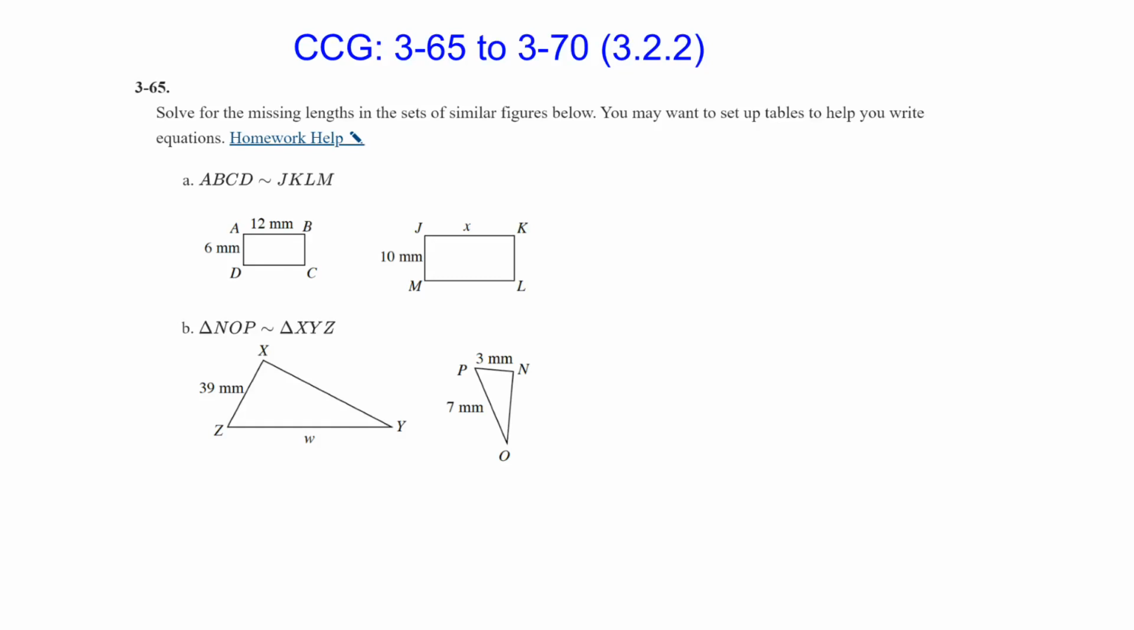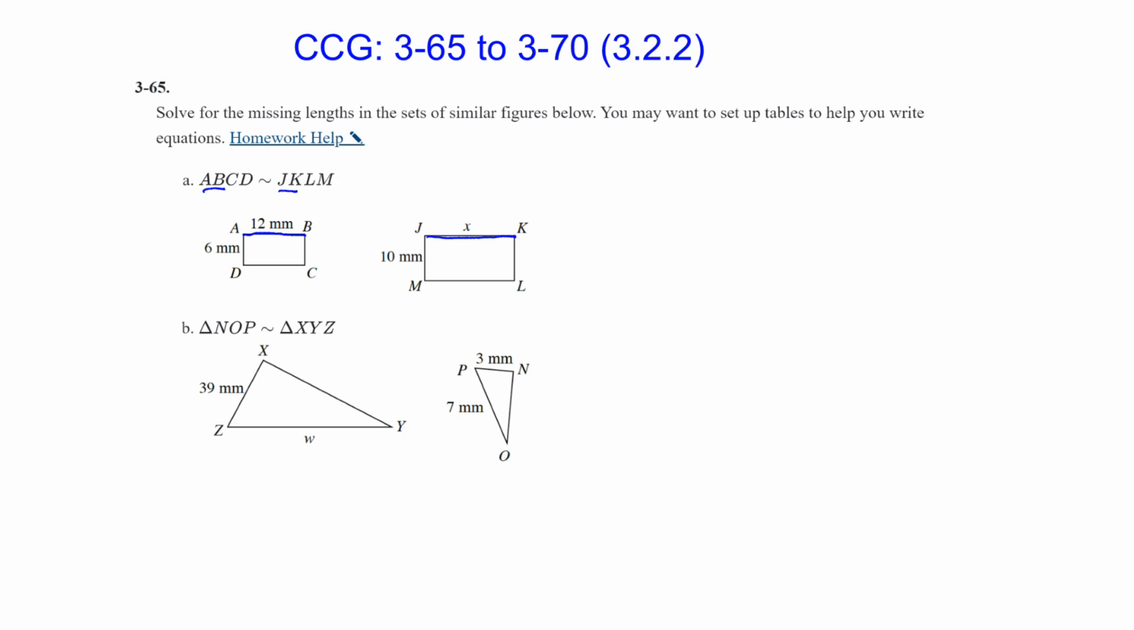Welcome to Chapter 3, Homework Questions 65 through 70. Question 65. Solve the missing links in the sets of similar figures below. You may want to set up tables to help you write equations. So on Part A, look at your similarity statement. AB matches up with JK, which is the x, so that's good.